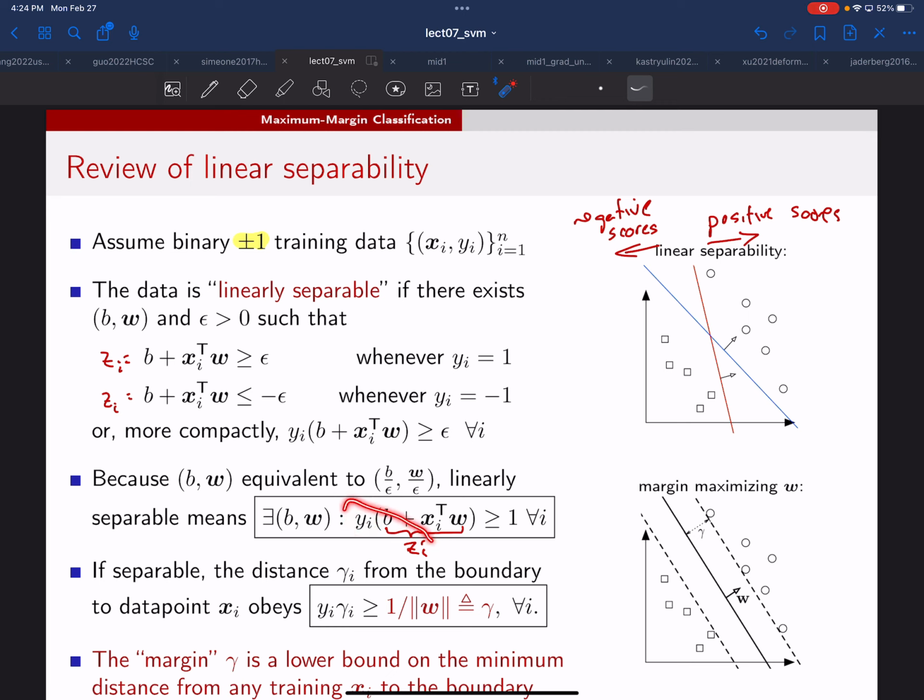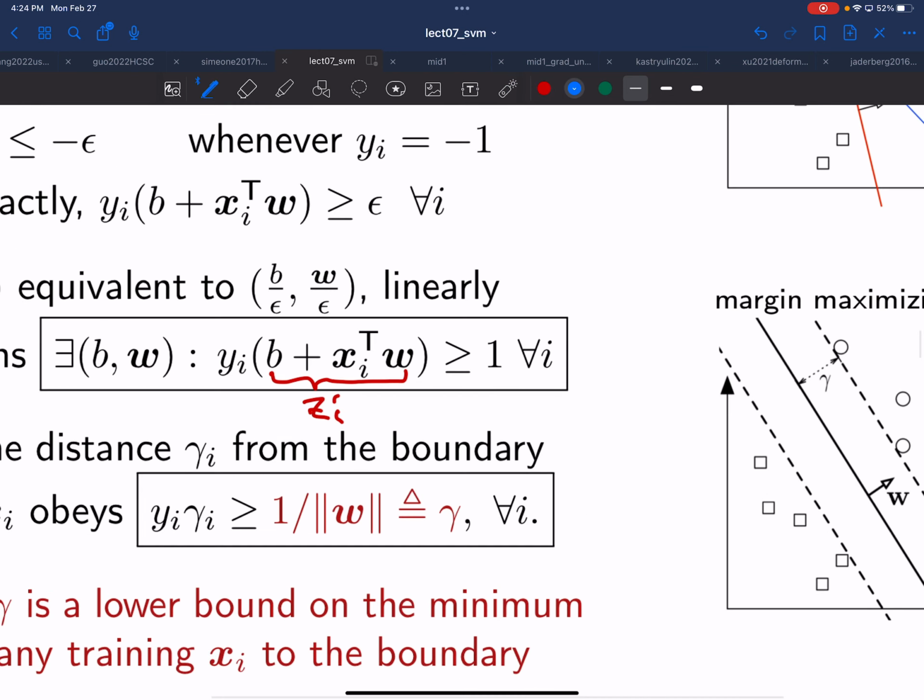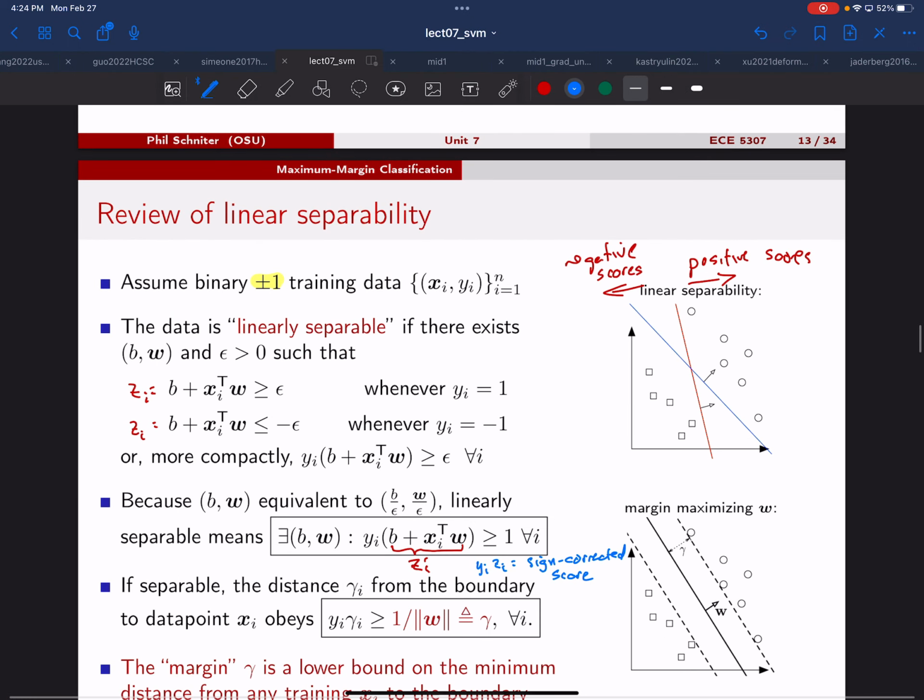So this yi times zi is something that shows up a lot, and you can think about it as a sign-corrected score, if you like. I'll write that down. So basically, the sign-corrected score is something we hope is as large as possible, and we're in great shape if it is greater or equal to 1. If you can find a B and W such that this is greater or equal to 1 for all your training samples, in that case, you have a linearly separable data set.